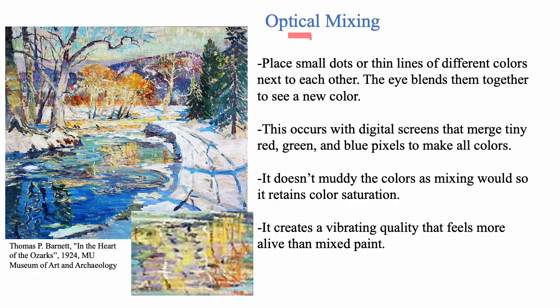Optical mixing occurs when you place small dots or lines of separate colors immediately next to one another, so your eye puts them together to make a completely new color. And this occurs with digital screens where the red, green, and blue pixels combine to make a full range of colors. Unlike physically mixing pigments, which often muddy colors, optical mixing retains the color saturation of each little dot, and as a result, it creates a vibrating quality that often feels much more alive than mixed paints.